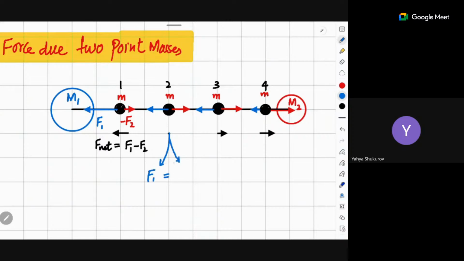equal and opposite to F2. That is why, what about F net? F net equals 0, isn't it? And that body is in equilibrium over here. You got this point? Is this point clear to everyone? So F net equals 0.